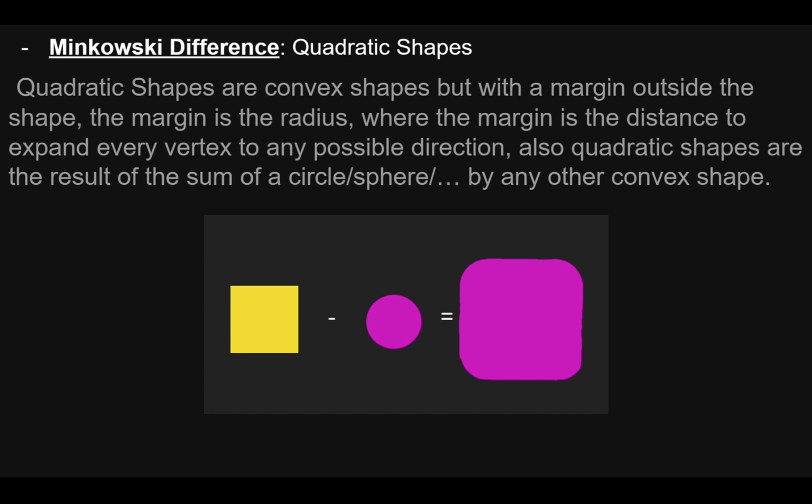And then, can you repeat? It's like the sum of a circle and another convex shape, more specifically an n-dimensional shape, so it would be an n-dimensional sphere. Good. It would be the sum of a circle and another convex shape, more specifically, an n-dimensional shape.